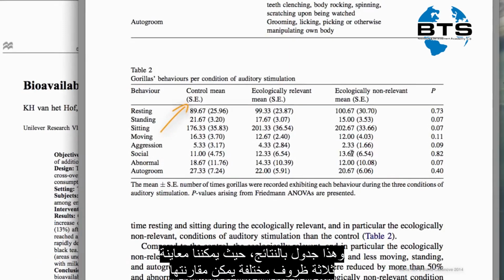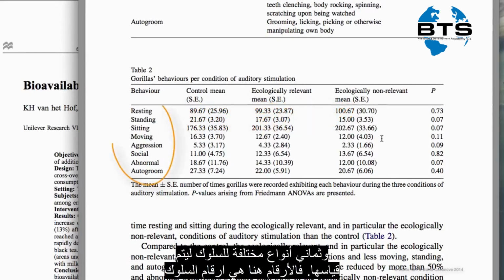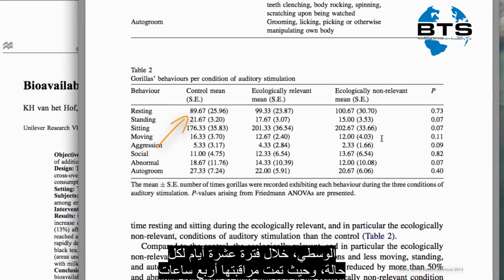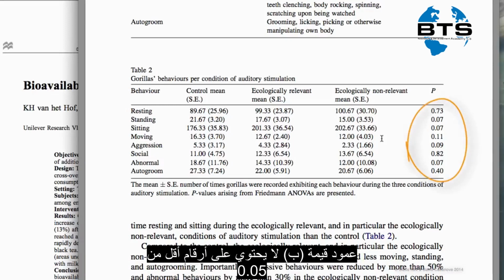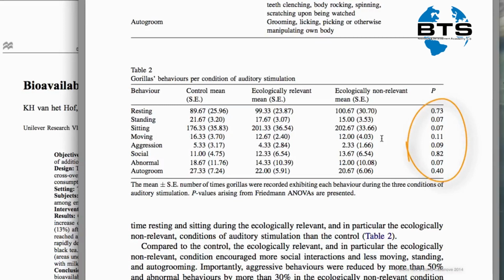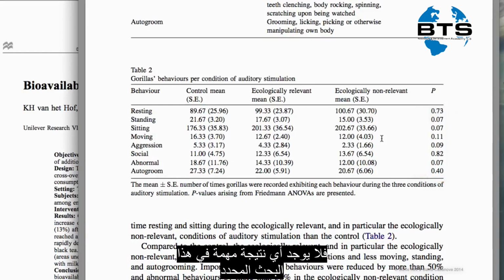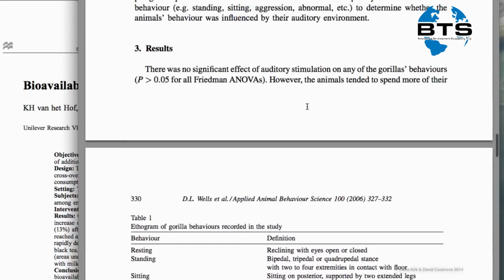We can see that there are 3 different conditions that are being compared and 8 different behaviors that were measured. These numbers are the average number of each behavior, the mean, during a period of 10 days for each condition, observed for 4 hours a day. And the numbers in parentheses represent the standard error. We can see that none of the p-values are less than 0.05, so none of the results are significant in this particular study. Now let's look at the text.